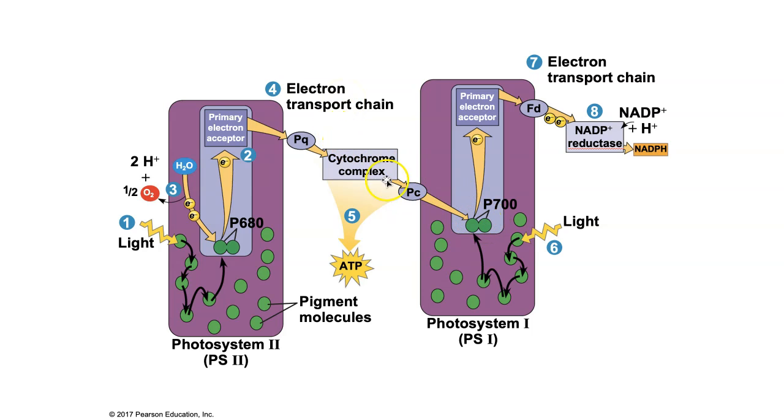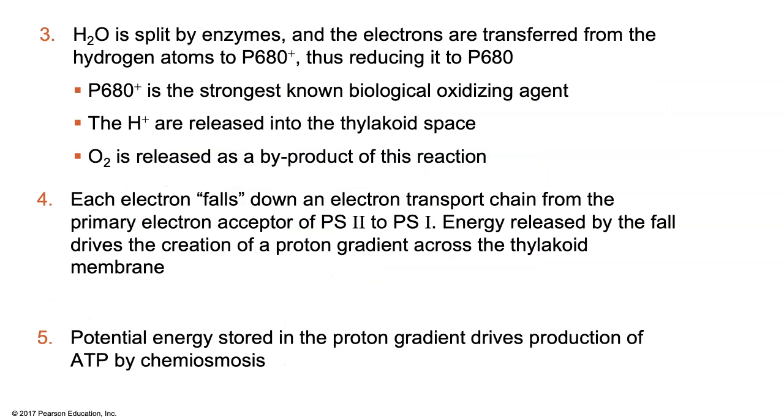And where does the electron fall down the electron chain? It falls onto another chlorophyll A. This one is called P700 because this absorbs wavelengths of 700. So we have two different types of chlorophyll A. So note that chlorophyll P680 is with photosystem 2, P700 is with photosystem 1. So now that this electron is here, we're going to do the same thing all over again.